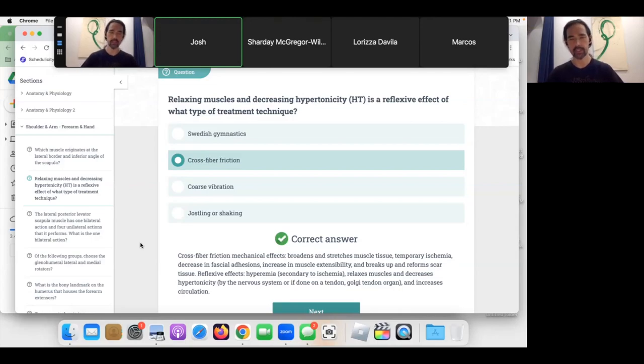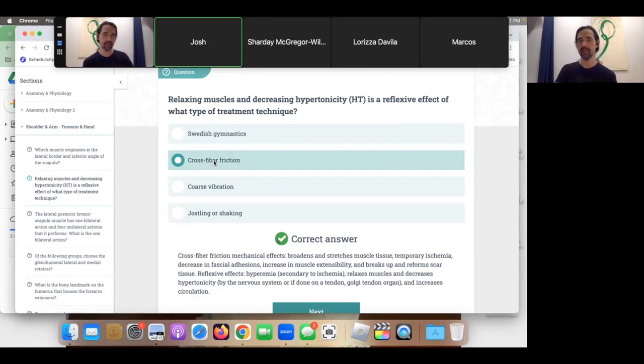every massage technique has a mechanical or direct, immediate effect that happens as a result of the hand on the body. And they also have a reflexive effect, which is a result of the body's reaction to the technique. Sometimes the reflexive effect will happen later. And one of the effects of cross-fiber friction that happens later is that it relaxes muscles. It doesn't relax muscles to the maximum effect right away. It takes a little bit of time for the muscle to start to release and let go, and that can happen even after the massage is done. And decreasing hypertonicity is almost the same as relaxing muscles.